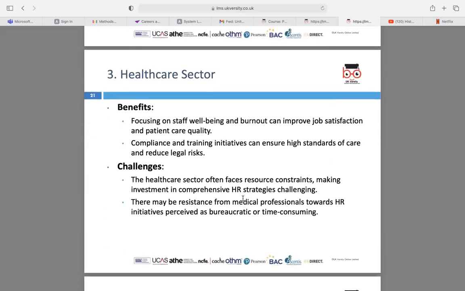Then the healthcare sector. Obviously there are benefits that we spoke about, but when it comes to challenges, the healthcare sector requires a lot of investment, and that can be really challenging because if you're putting a new strategy in place, you also need to invest a lot to give the associates all of the resources they need.